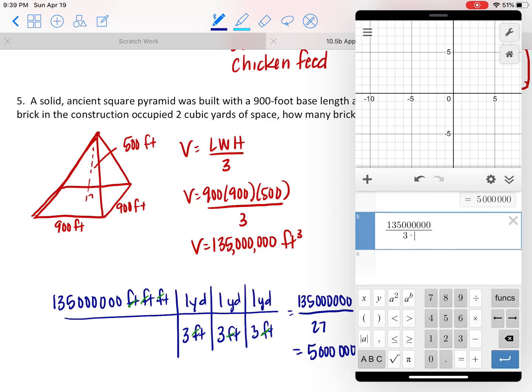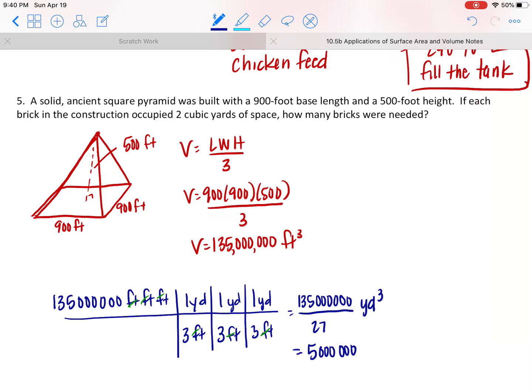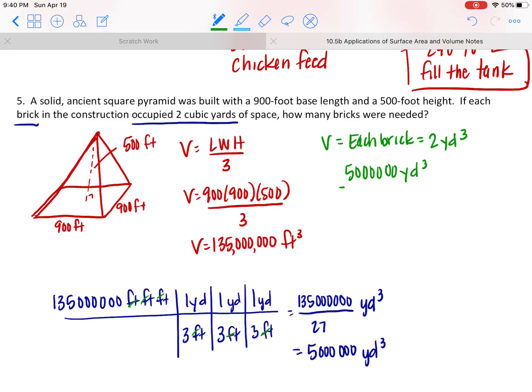Right? Just making sure. Let's do it again. 135 million divided by 3 times 3 times 3. Yep, 5 million. Okay, so 5 million yards cubed. So that's the total volume. It was 135 million feet cubed, but that's 5 million yards cubed. Now it says that each brick occupied 2 cubic yards. So the volume for each brick is 2 yards cubed.